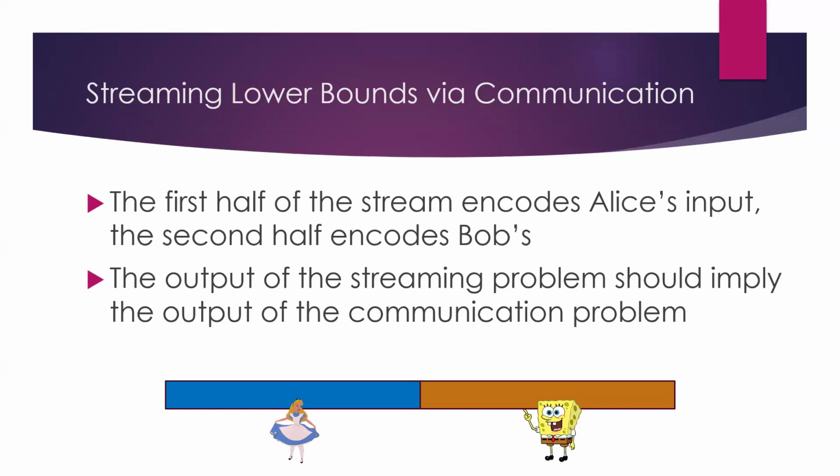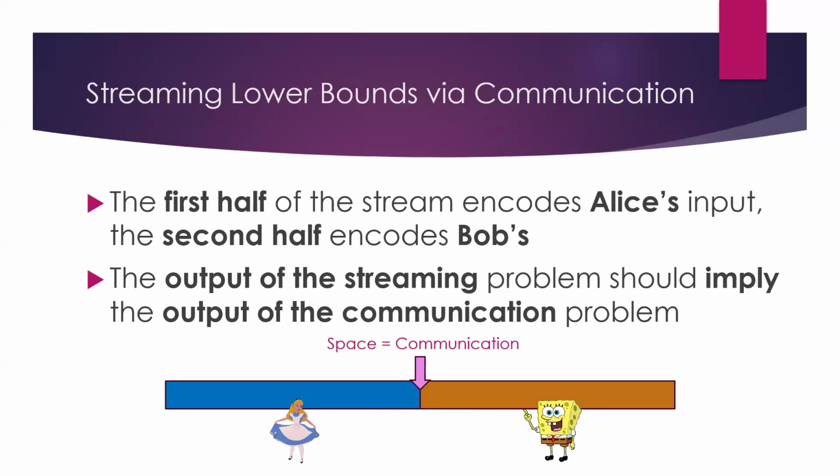And now how would the reduction look? So the reduction would simply look as maybe makes sense. Alice has her own input in the communication setting, meaning that she can simulate the first half of the stream. She can create her own half of the stream. This is just an encoding of her input. And if she can create this half of the stream, she can also run the streaming algorithm on that half of the stream. So she would just create this half of the stream and run the streaming algorithm on it.